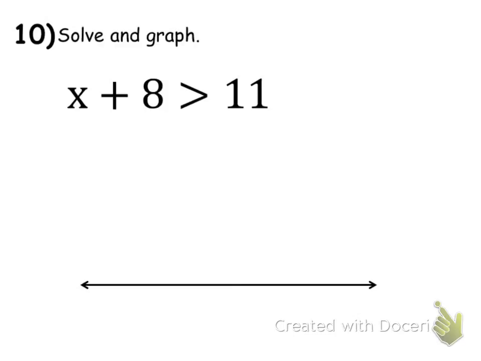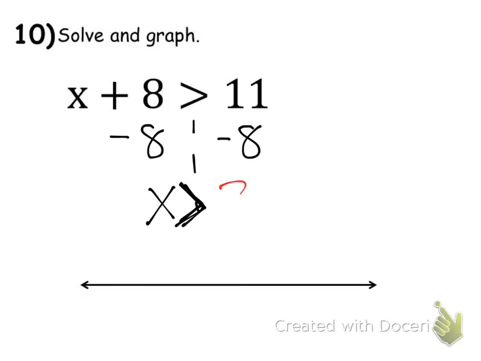What do I do? Subtract 8. Subtract 8. I have x. Keep the symbol the same. Greater than. What is 11 minus 8? 3. How do I graph this? 0, 1, 2, 3. Very good. Circle the 3. Fill it in or not? No, because it's not an or equal to. And then I want to show numbers that are bigger than 3, so I'm going to go to the right. Raise your hand if you have any questions.